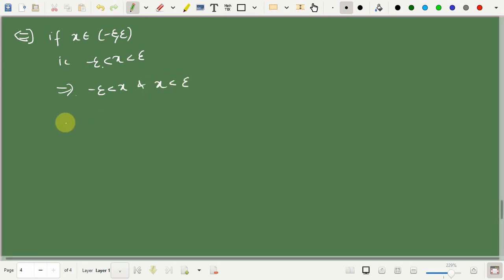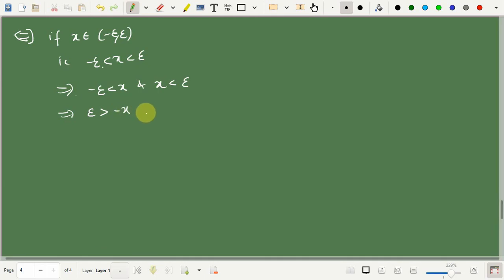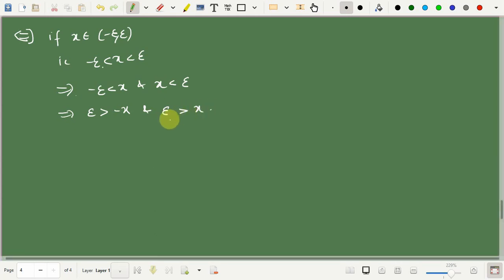So the steps are exactly the reverse, and this is the same as epsilon is greater than minus x, and here I can say that epsilon is greater than x. Okay. So now what we want to show is that mod of x is less than epsilon. Now just look at this, epsilon is strictly greater than minus x, as well as epsilon is strictly greater than x.